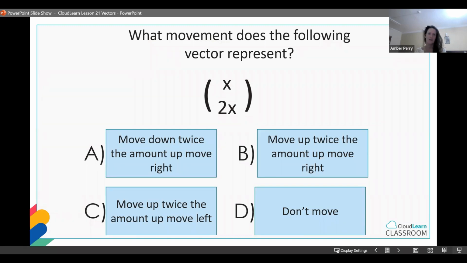So are we going to be moving down twice the amount, up, move right? I don't know if that makes sense. Move down twice the amount, up, move right. Move up twice the amount, up, move. I'm not sure that makes sense, does it? I think maybe it's meant to say you move down twice the amount you move right. Move up twice the amount you move right. Move up twice the amount you move left, or don't move at all.